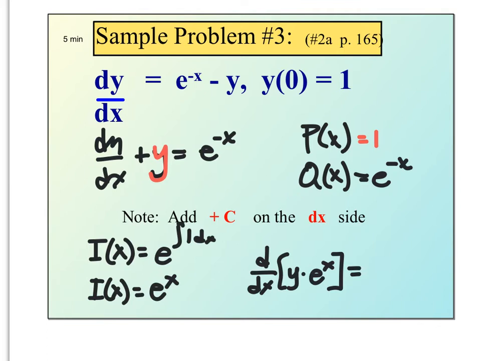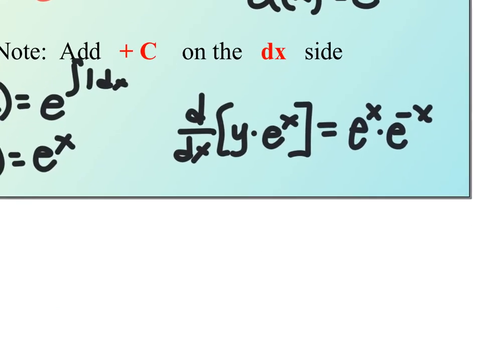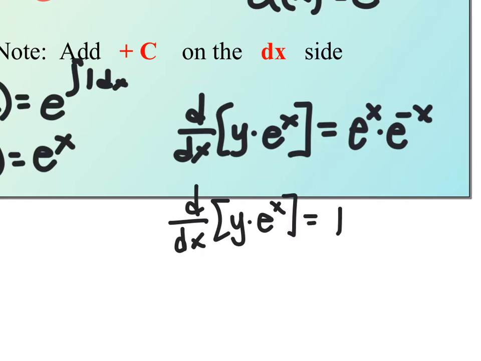Or excuse me, I of x times q of x. Now if I multiply e to the x and e to the negative x, so e to the x times e to the negative x, what do I get? I get 1. So d dx of y times e to the x is equal to 1.